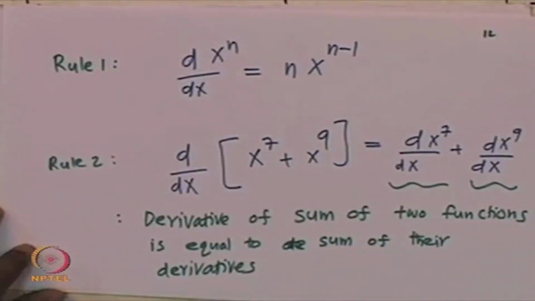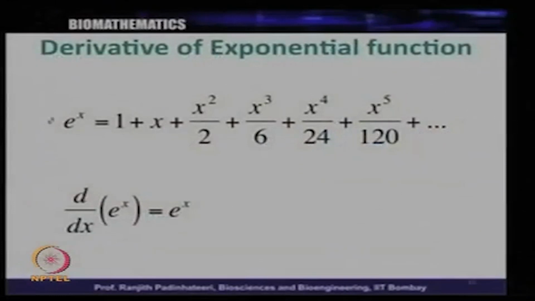And let us take the example of the exponential function. So, the exponential function e power x is nothing but 1 plus x square by 2 plus x cube by 6 plus x power 4 by 24 plus x power 5 by 120 plus so on and so forth up to infinity. So, this is a sum of infinite terms, and let us say you want to find the derivative of this.